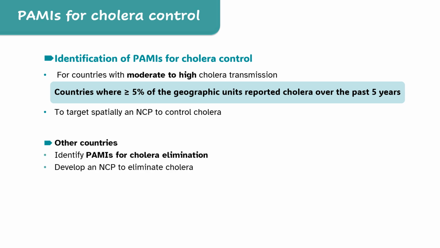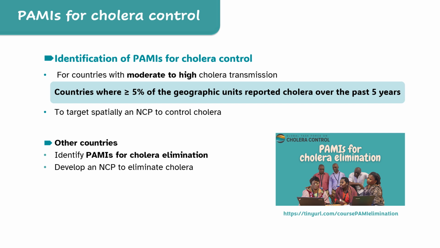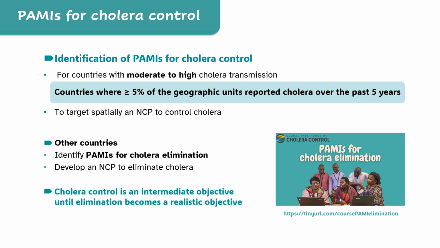Other countries, which are countries where less than 5% of the geographic units reported cholera over the past 5 years, should instead identify PAMI for cholera elimination in order to effectively guide the spatial targeting of an NCP to eliminate cholera. If this corresponds to your country's situation, we encourage you to go to the GTFCC online course on the identification of PAMI for cholera elimination. Cholera control is an intermediate objective until cholera elimination becomes a realistic objective at reach.